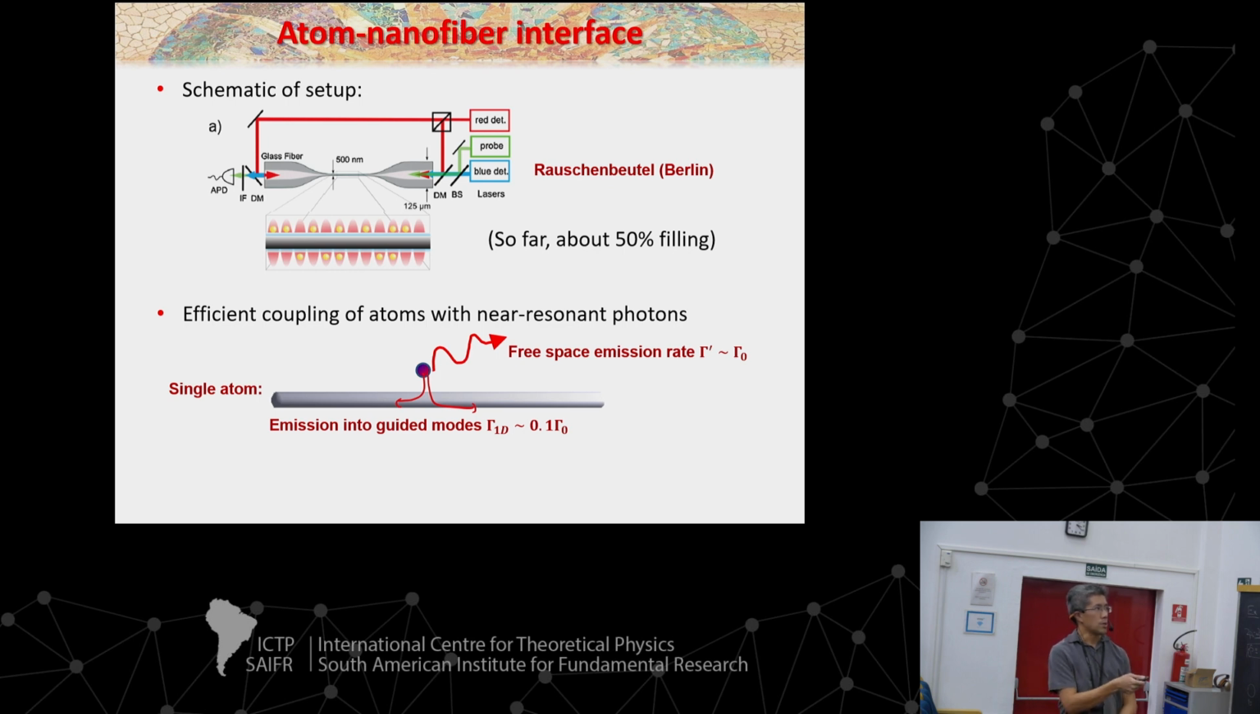And then remember also, these nanofibers give you a reasonable coupling to light, but not super efficient. So the way to characterize that is if you have one atom, just one atom, and you excite it, about 5 or 10% of the time, a photon is emitted into the guided modes, but then the rest of the time, 90% of the time, that photon is still emitted into 4 pi.